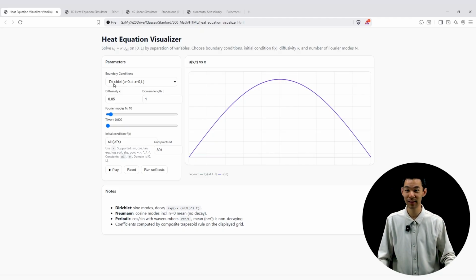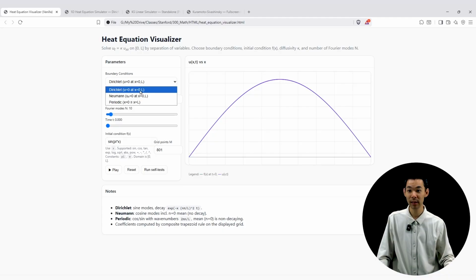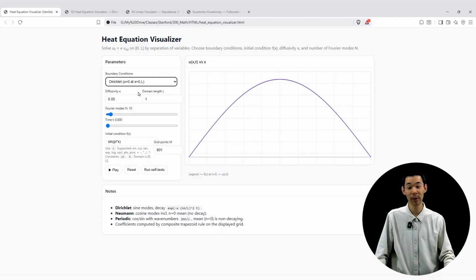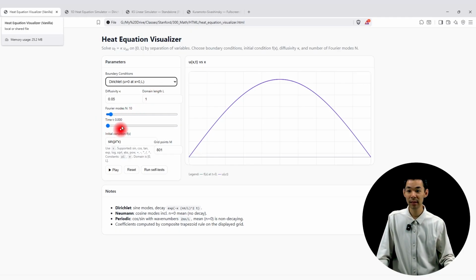It's actually quite amazing. So you can change the different types of boundary conditions, so Dirichlet, Neumann, and periodic. So I'm just going to choose Dirichlet because that's what we have. You can change the thermal diffusivity alpha. You can change the domain length. I'm not going to touch those for now. You can change the number of Fourier modes and the time evolution. And finally, you can change the initial condition.